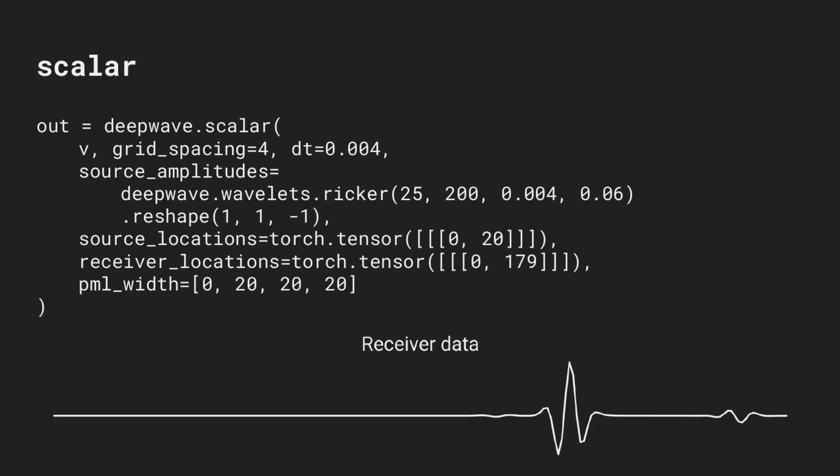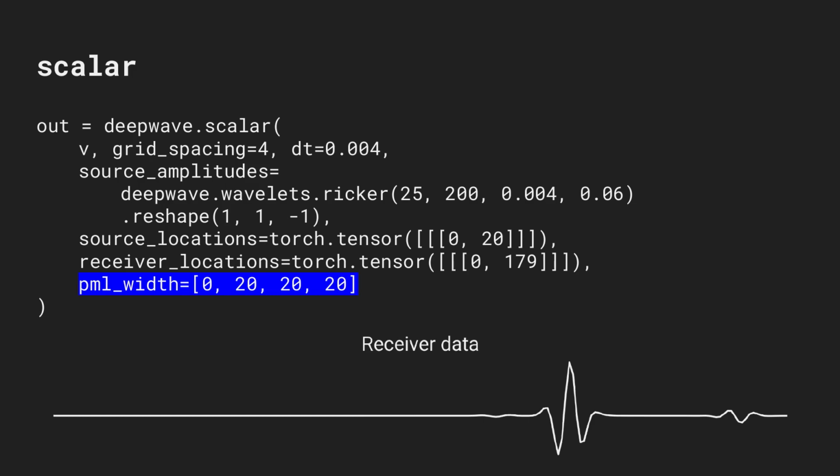To perform forward modeling with this velocity model, we pass the velocity model to Deepwave's scalar function. We also specify a few other parameters, such as the size of the grid cells in our model, the time sampling, source amplitudes, and the source and receiver locations. In this example, I also specify the optional PML width parameter. The PML, or perfectly matched layer, is an absorbing layer to prevent reflections from the edges of the model. Deepwave by default has a PML on all the edges, so all of the edges are absorbing, but here we set the width of the PML on the top edge to be 0, so there'll be no PML on the top edge, making it reflective.